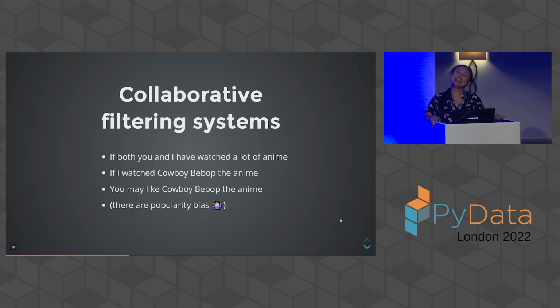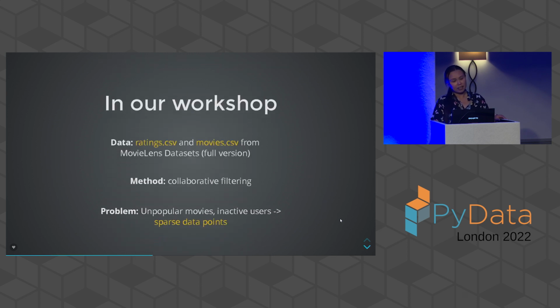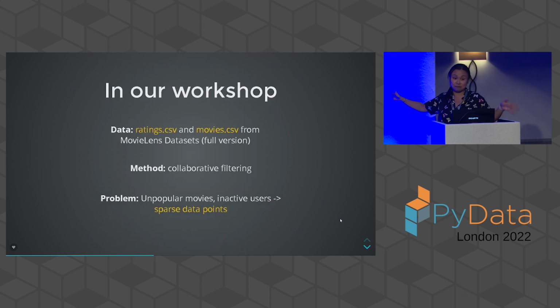I don't know why. But anyway, if something is not so popular, people haven't seen it so much, there isn't a lot of review, then it won't get recommended, and it's not fair. It's not good. So that's why sometimes we use the hybrid system. But to make things simple, in our workshop, we would just use the collaborative filtering system.